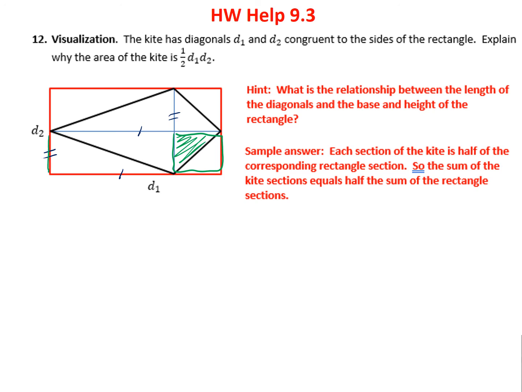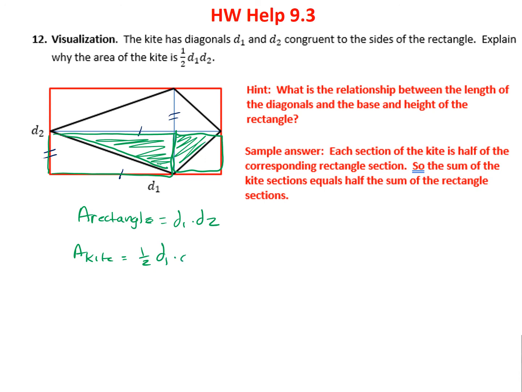Likewise, if I pick this area here, and notice it goes straight through, the part that's the kite is exactly half, and I could go all the way around. Which tells me that if the area of the rectangle is base times height, that means it's D1 times D2. Well, the area of the kite is half of the rectangle, so it's half of D1 times D2. And that's where we get our formula. The kite is half of the area of the rectangle that it would fit in.